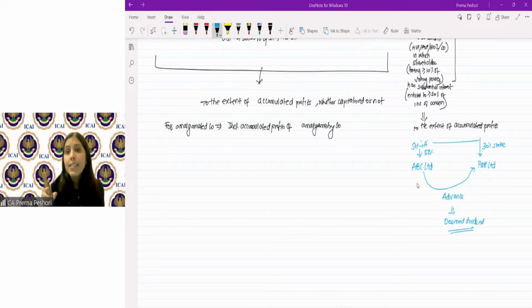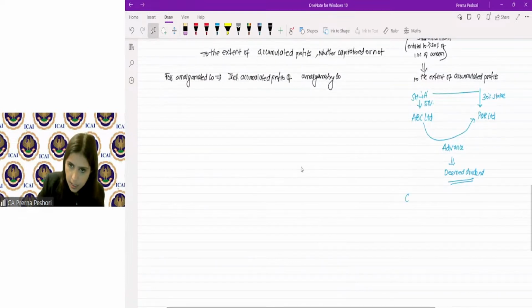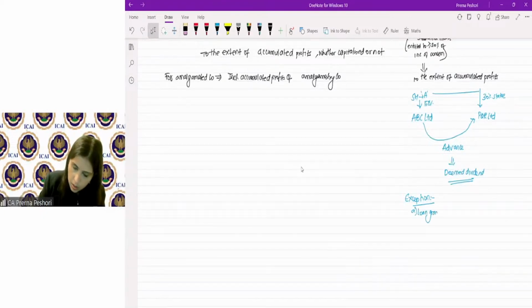Now, there are exceptions to this. What are the exceptions? Just write down. For the deemed dividend, there are exceptions, which is loan granted in the ordinary course of business.